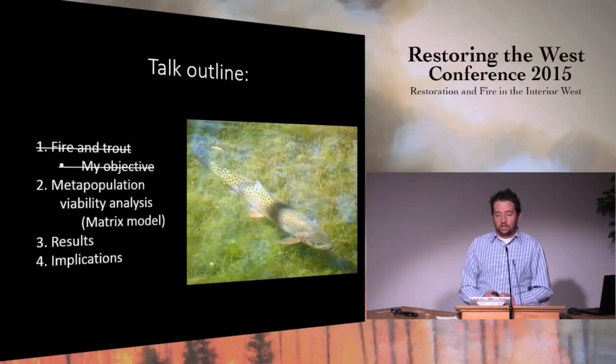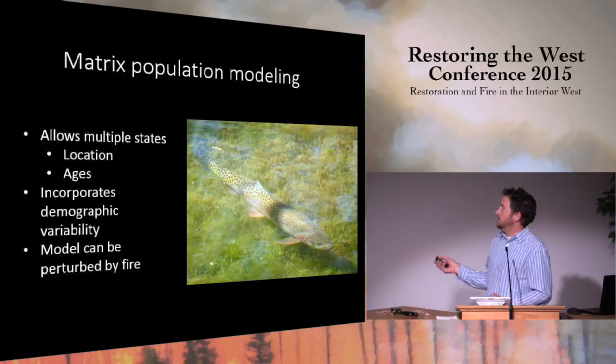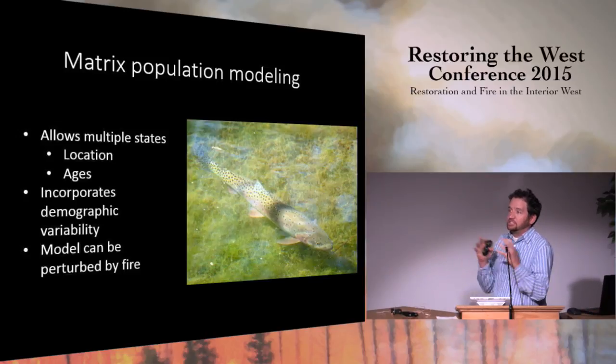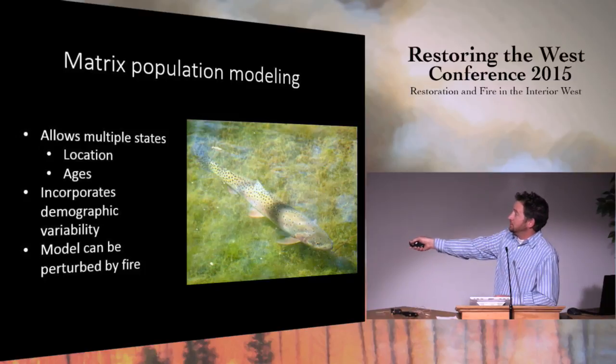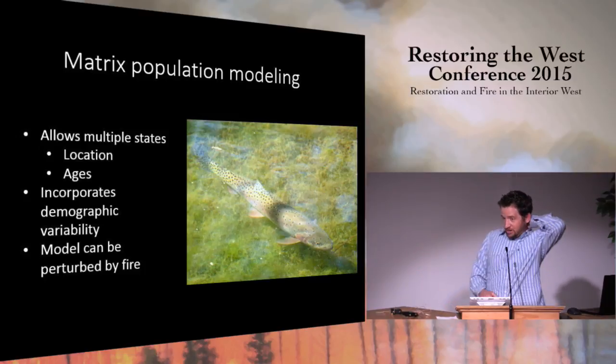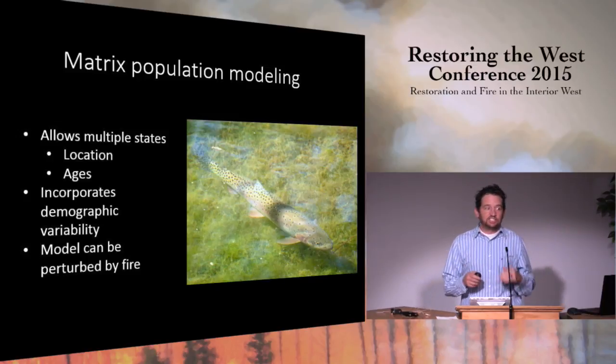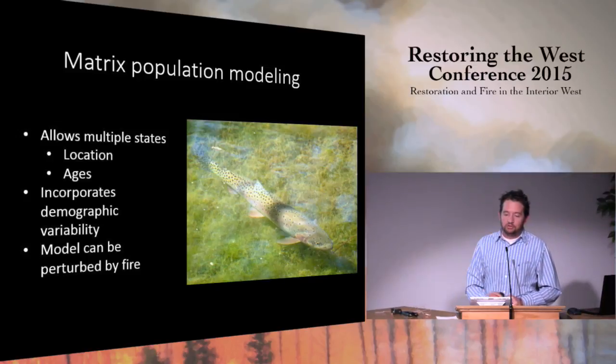The way that I chose to model this is using matrix population modeling. This allows me to model multiple states, which are essentially a subgroup of fish that can be based on their location as well as their ages. And I can incorporate demographic variability. And then what's really neat is to disturb this model with future fire.